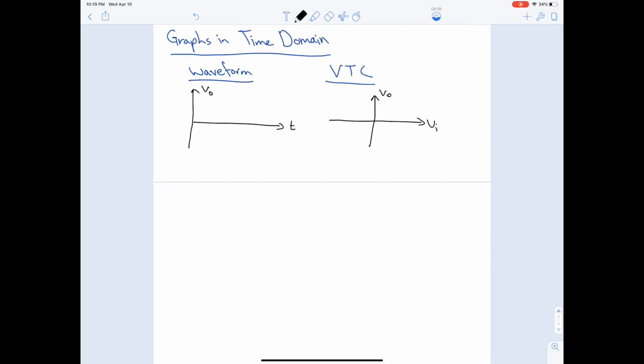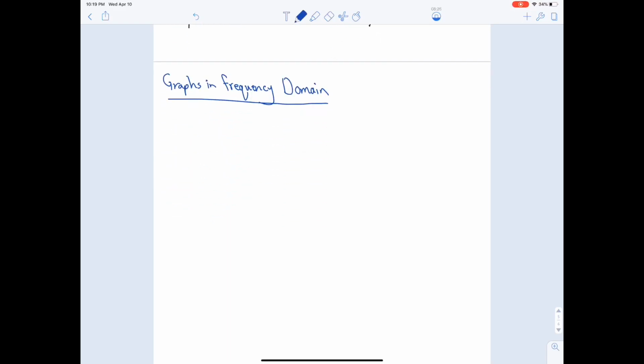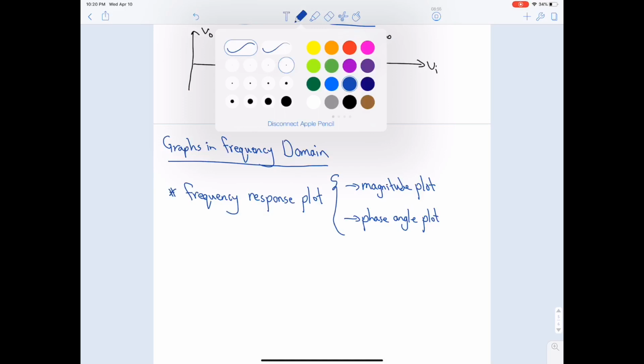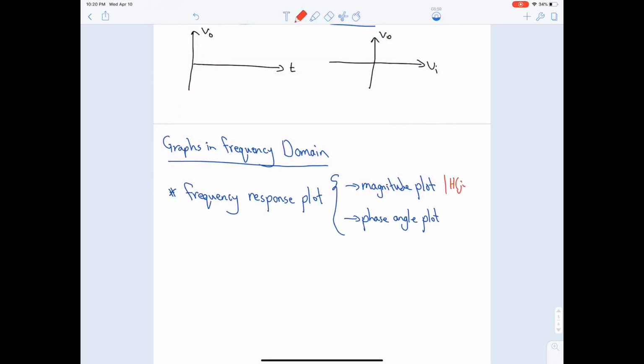Now let's move on to the graphs in the frequency domain. We have a graph called the frequency response plot. What is the frequency response plot? It's a plot that consists of two plots. The first one is the magnitude plot. The second one is the phase angle plot. The magnitude has the symbol |H(jω)|, the absolute value. For the phase angle, there's θ(jω).